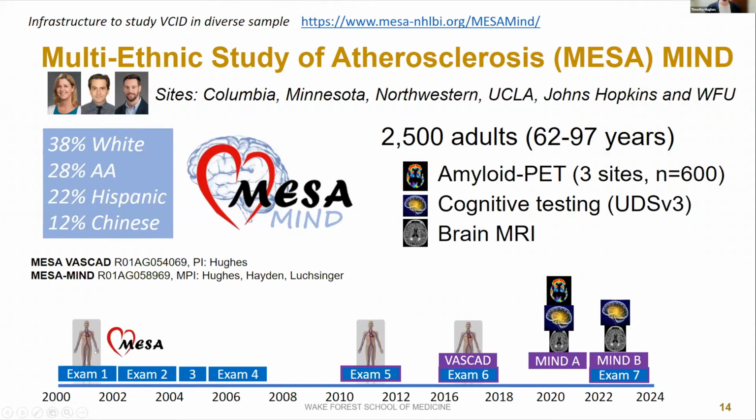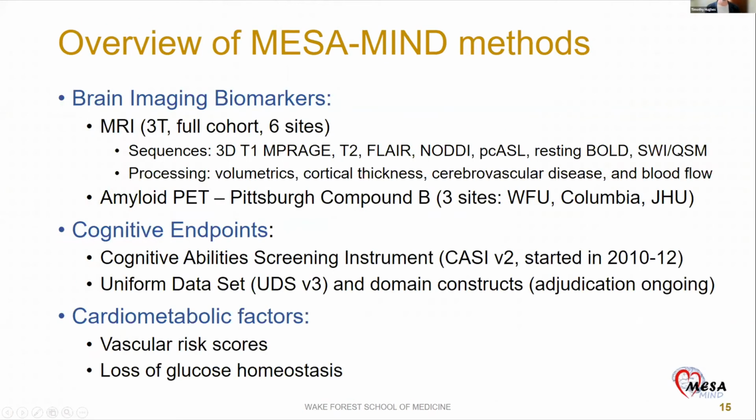We're leveraging the data of all of the prior visits of MESA to understand how vascular disease begins, progresses, and how it relates to metabolic disorders. So the way that we're doing this is by providing 3T MRI from the full cohort at 6 sites. And this processing allows us to identify regional differences in brain volume and cortical thickness, to quantify multiple aspects of cerebral small vessel disease in the brain, and also cerebral blood flow abnormalities.